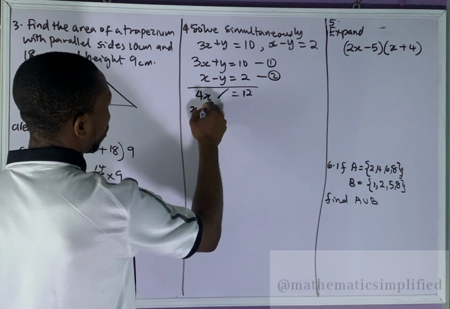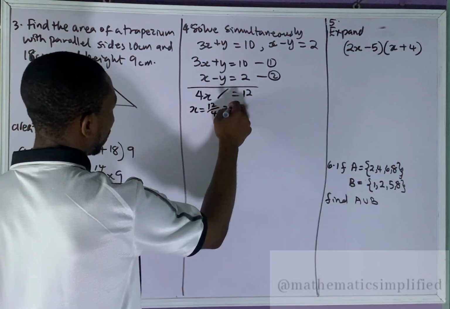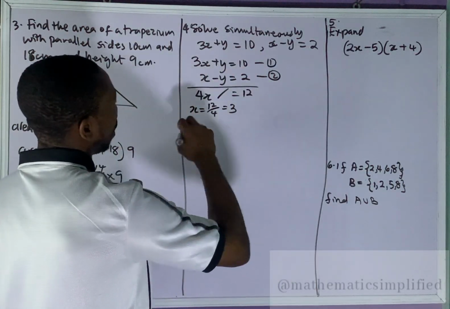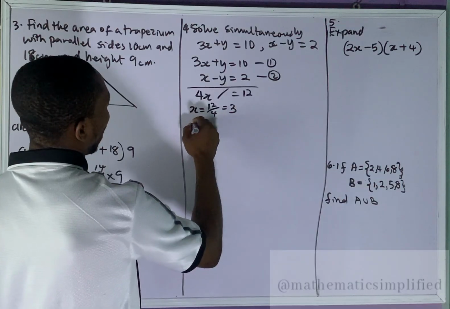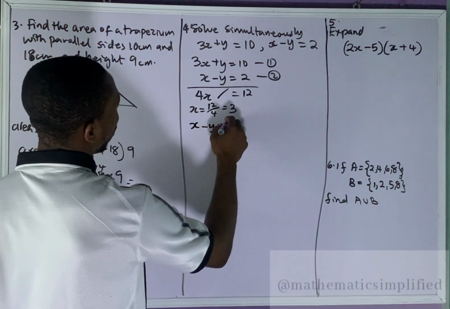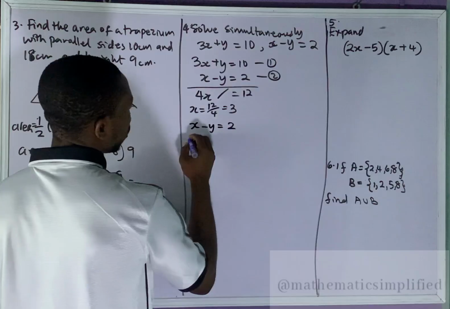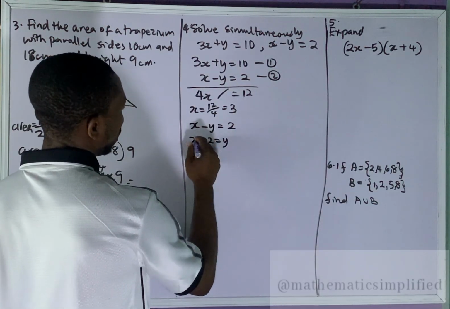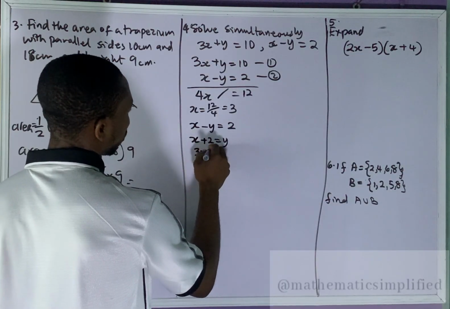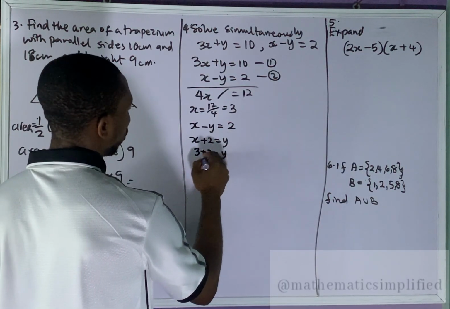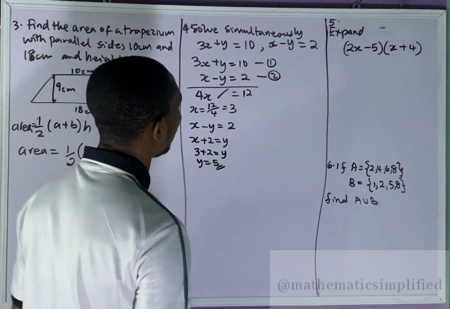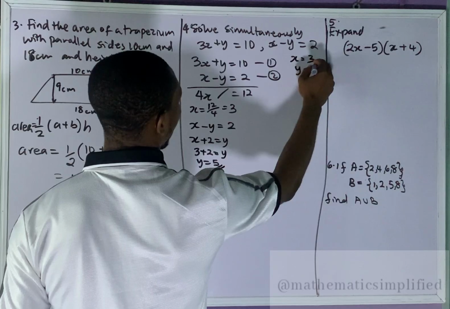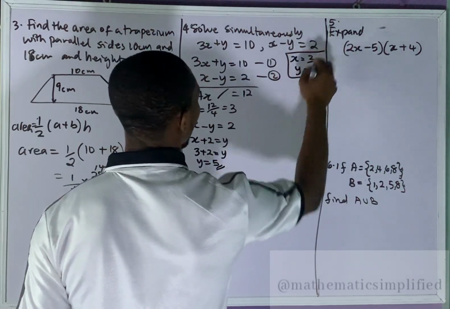So our x equals 12 over 4, which is 3. Now if our x is 3, we'll quickly substitute here. We have x minus y equals 2, so this becomes x plus 2 equals y. And our x is 3, so 3 plus 2 equals y. So y equals 5. Now, we found out that our x equals 3 and y equals 5 using the elimination method.